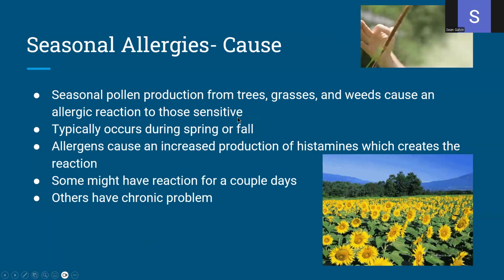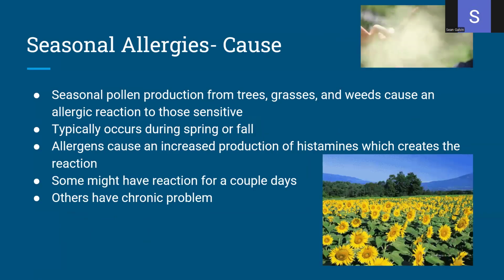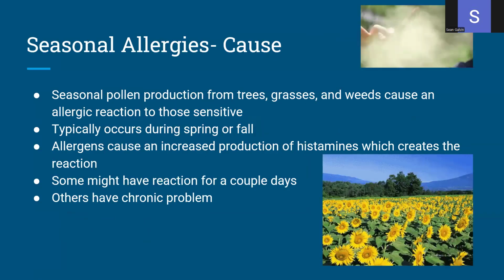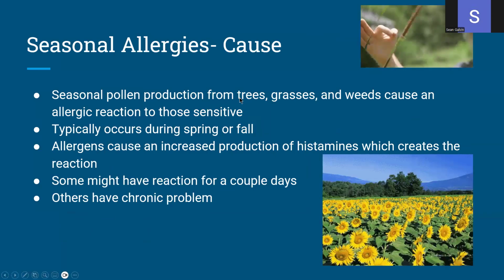So, what are the causes for seasonal allergies? Seasonal pollen production from trees, grasses, and weeds causes an allergic reaction in those sensitive to it. It typically occurs during spring or fall. These allergens cause an increased production of histamines, which creates the reaction. Some might have a reaction for a couple of days, while others might have a chronic problem happening year to year.